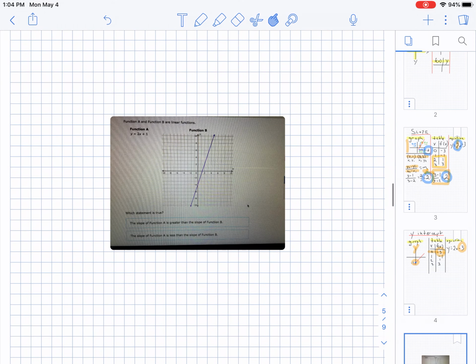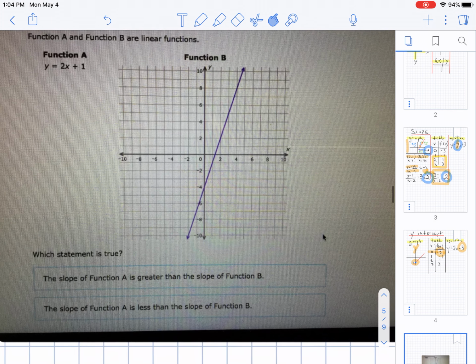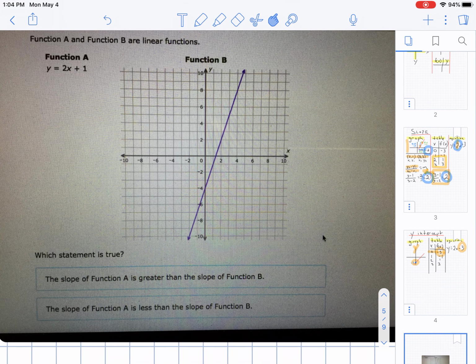So we're going to use that information to solve some problems in IXL. So let's take a look at function A and function B. Function A is in linear form, and it asks us to find the slope of function A. So we know the slope of function A is this number in front of the x. So the slope for function A is 2. Well, they also asked us to find the slope for function B. So what is the slope for function B?